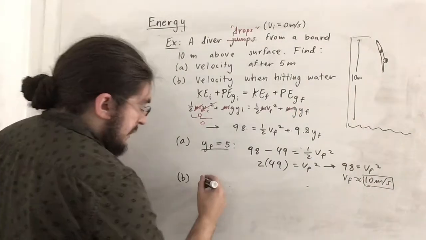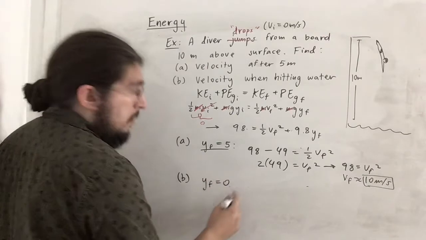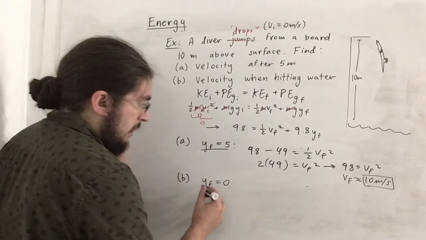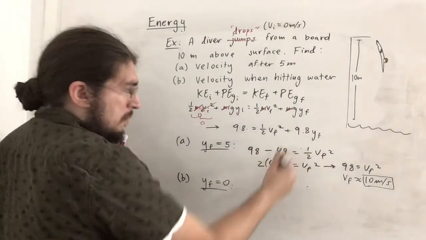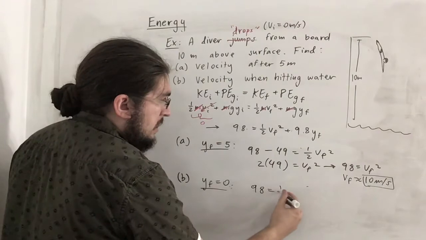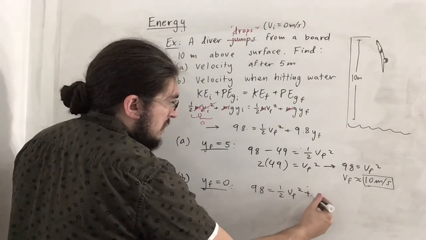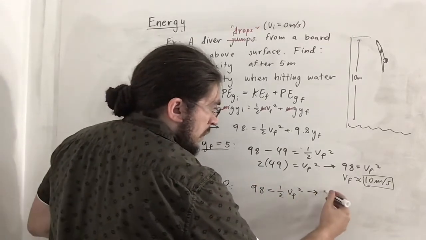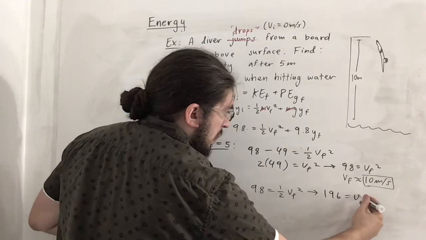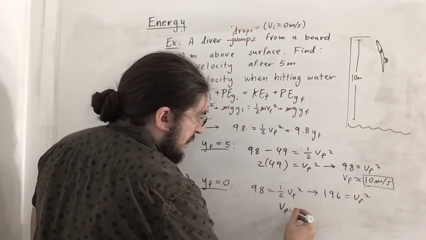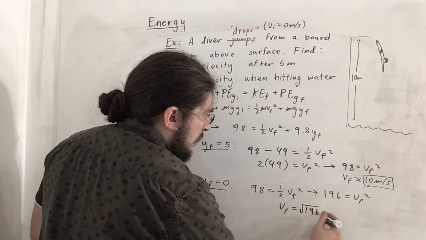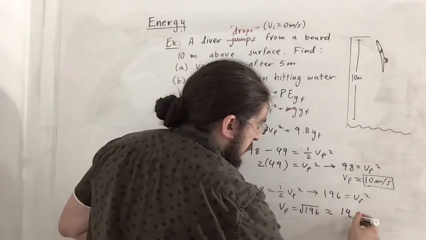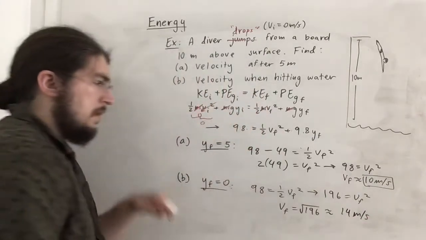So for B now, in this case, we're letting the final height be 0, because the diver is hitting the water, so he'll be 0 meters above the water, basically. In that case, that term goes to 0, so we just get 98 is equal to 1/2 Vf squared plus 0, so I wouldn't even write it. Multiplying both sides by 2, we get 196 is equal to Vf squared. That means Vf is the square root of 196, which is about 14 something, so let's just round to 14. So I'm getting about 14 meters per second. Okay, good.